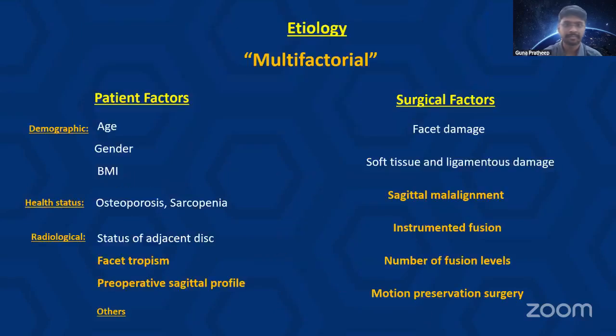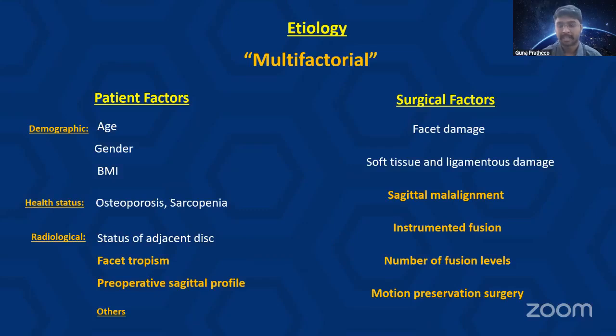segment degeneration. Coming to the etiology, as you can see, it is a multifactorial etiology. I have broadly categorized it as patient factors and surgical factors. Patient factors include demographics, health status, which is osteoporosis, sarcopenia, etc., and radiological factors. And others include the genetic makeup of the patient, smoking, etc. Surgical factors are listed below.